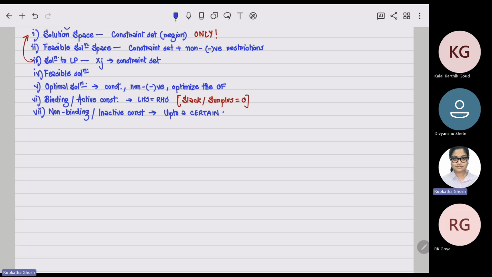We will read all this when we delve further into sensitivity analysis. But if you relax this constraint, the optimal solution is unaffected, but the solution space gets affected. So you will understand more when we discuss this in detail.